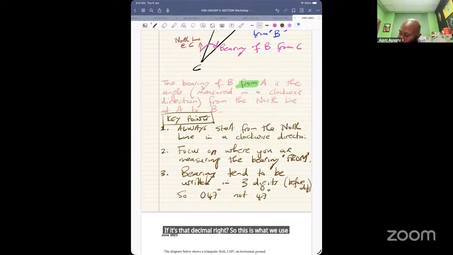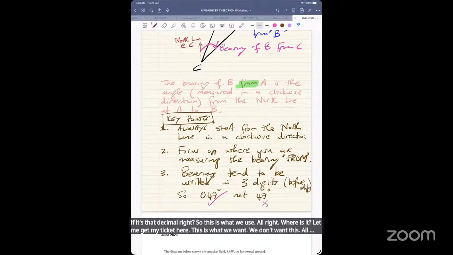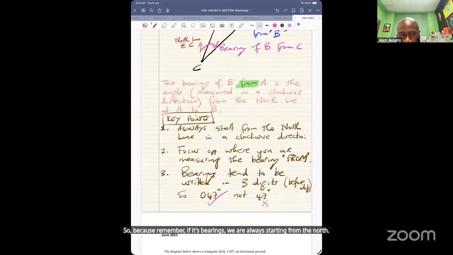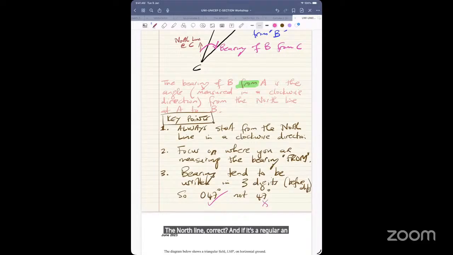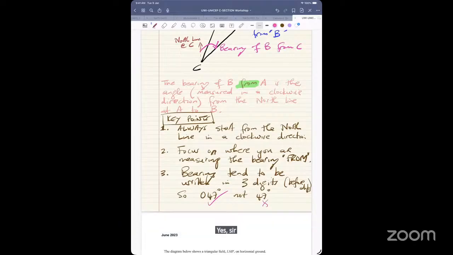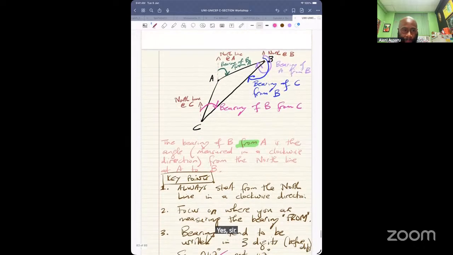So this is what we want, we don't want this. Remember, if it's bearings, we are always starting from the north line. If it's a regular angle in a regular triangle, we're not necessarily starting from the north line. So that's why we have to distinguish between bearing language and regular degree values. These are three important points that capture what we're talking about.